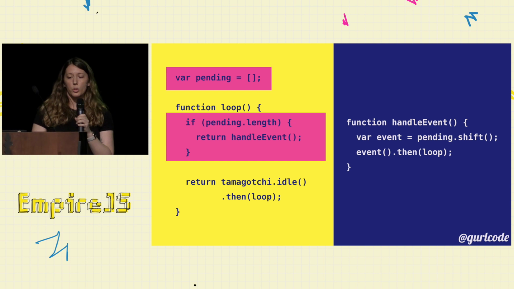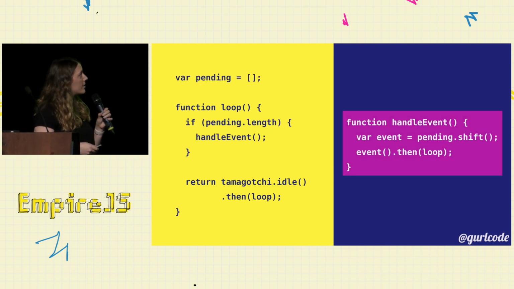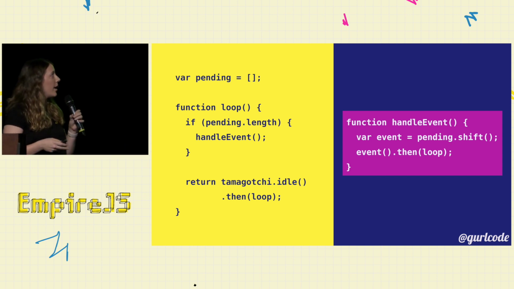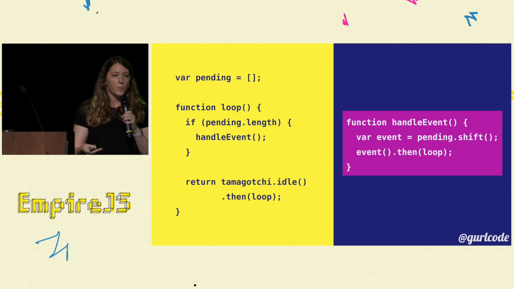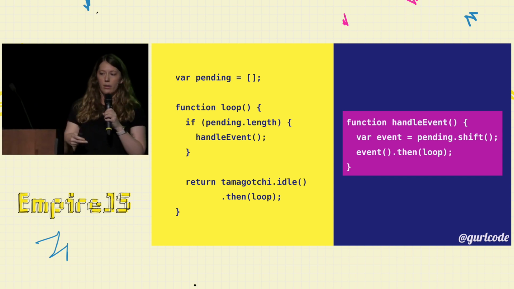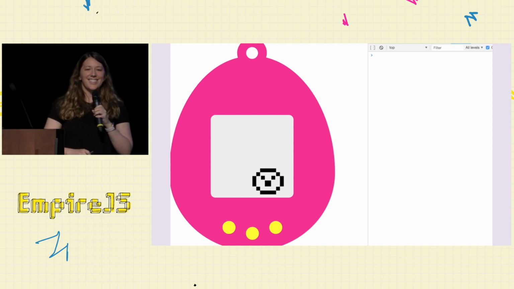So that's going to terminate the loop, and we're going to start handling the event. So handleEvent is going to take the first event off the queue, and it's going to run it. And when that's done, it's going to restart the loop. If there's another pending event, it's going to handle that. In other words, we go back to the idle animation. And this does not work.